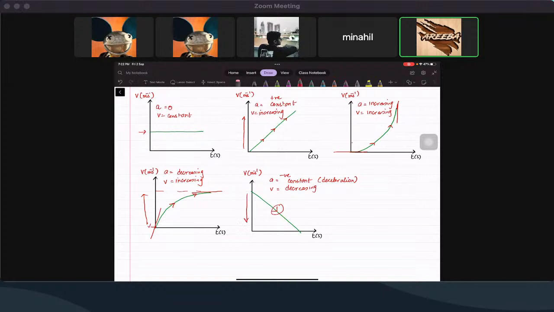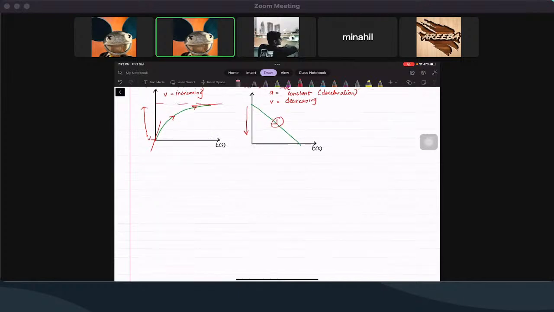Yes, sir. So I hope now it will be very easy for you to interpret what is really happening. Whenever you see a graph, no matter what kind of graph it is, you can always interpret about the gradient and about the y-axis values, and that's what basically matters. Now, we also need to know about the area under the velocity time graph. Now let's check it out.